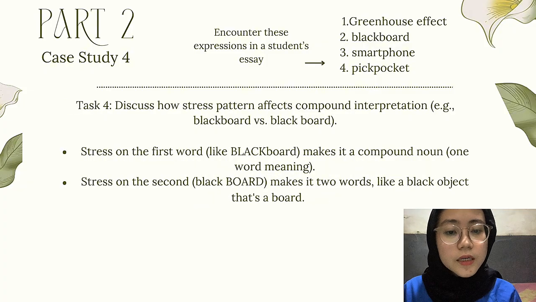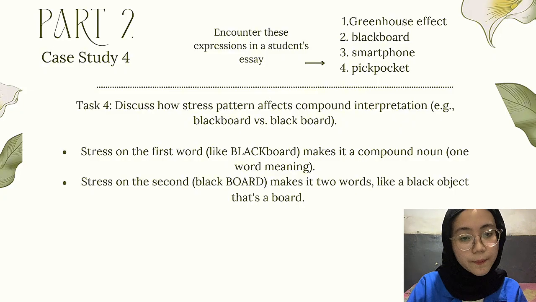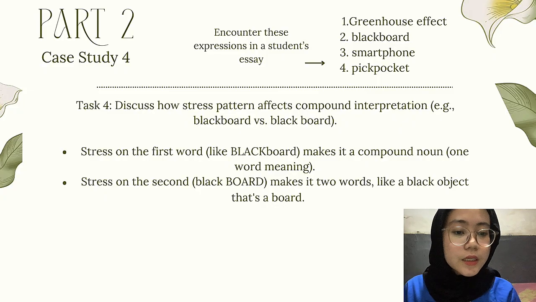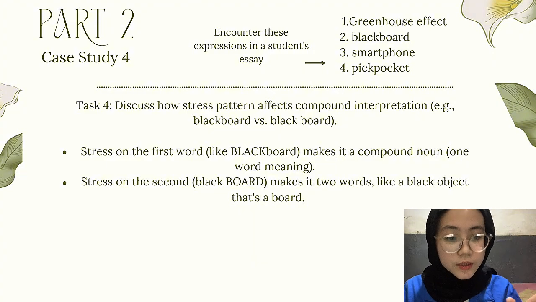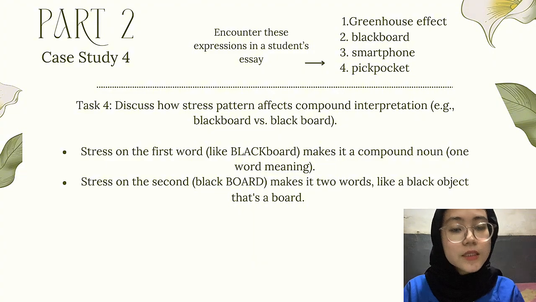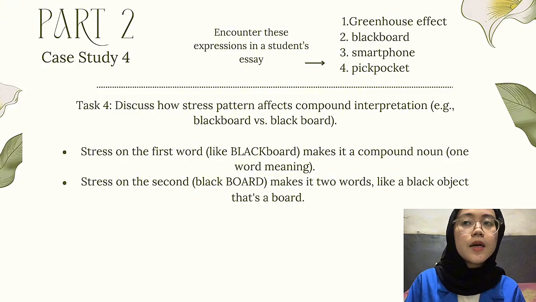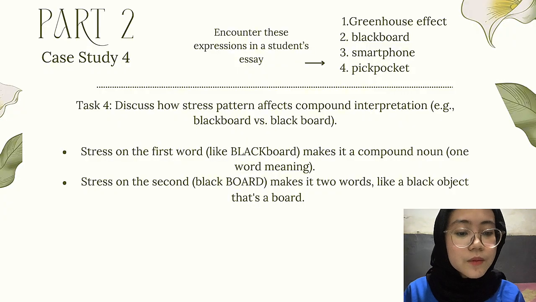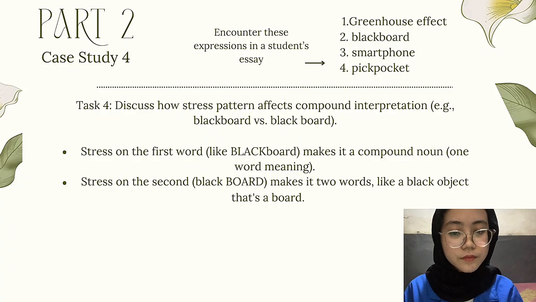And task 4 is to discuss how stress pattern affects compound interpretation. Example, blackboard versus black board. Stress on the first word, as in blackboard, makes it a compound noun with one-word meaning, and stress on the second makes it two words, like a black subject, the board. If you say blackboard with first stress, it means the compound noun, the classroom object. But with second stress, it means a board that is black in color, like two separate words.